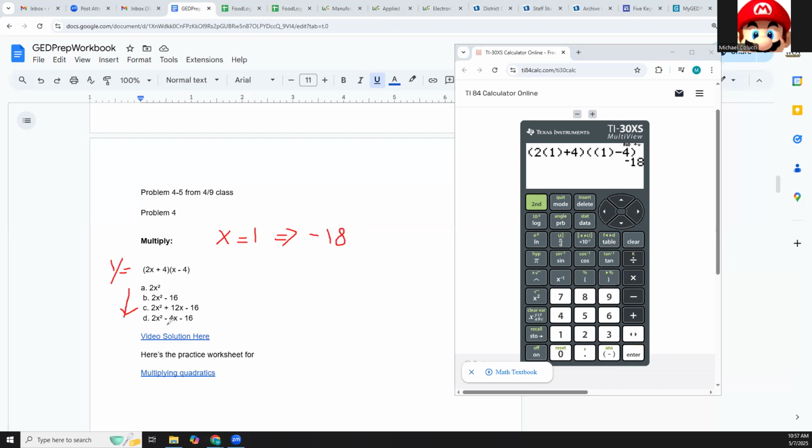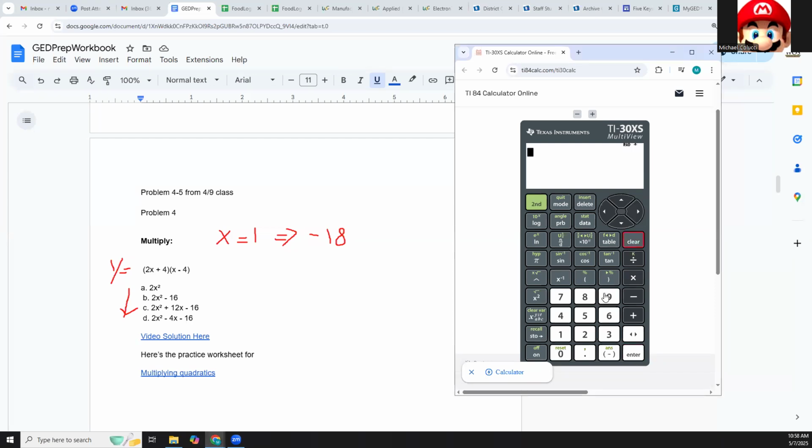So these answer choices, they are just this exact same machine, but in a different form. So I'm looking for the machine here that's also going to give me negative 18 when I put in a 1. So let's try that out.